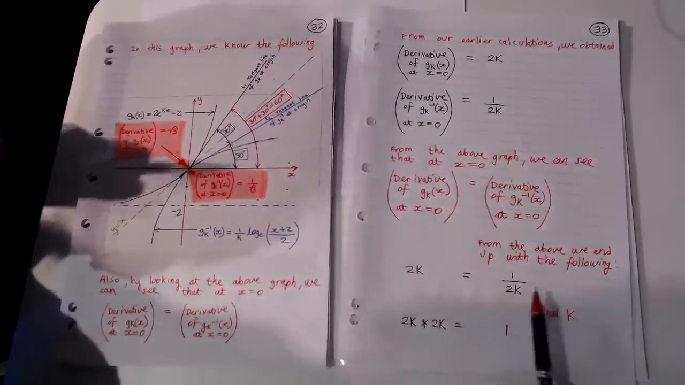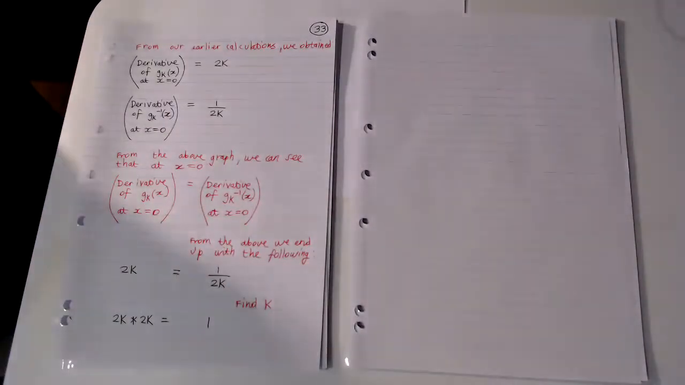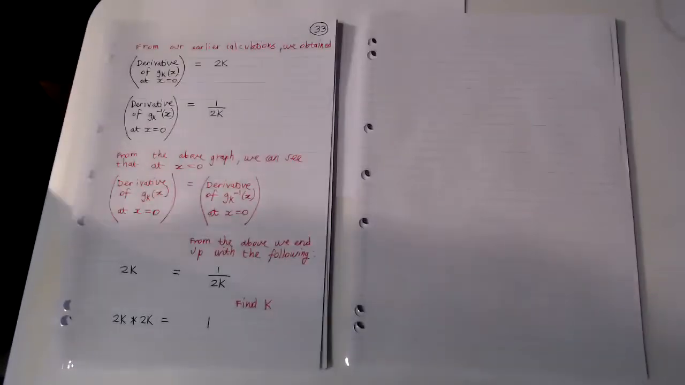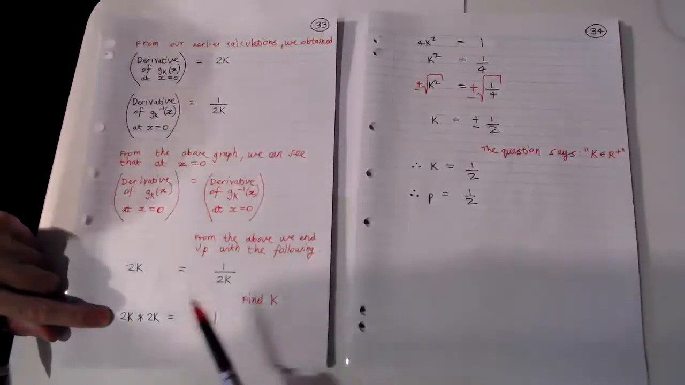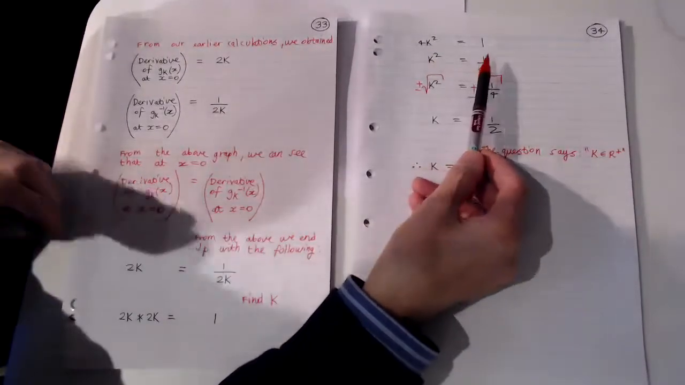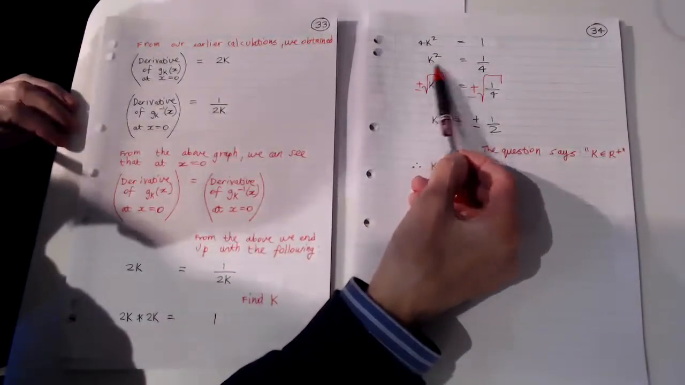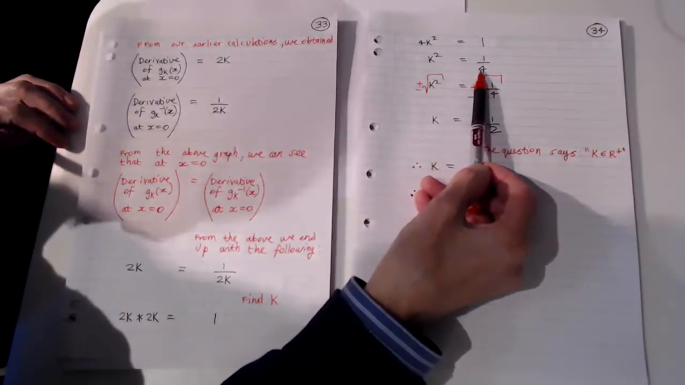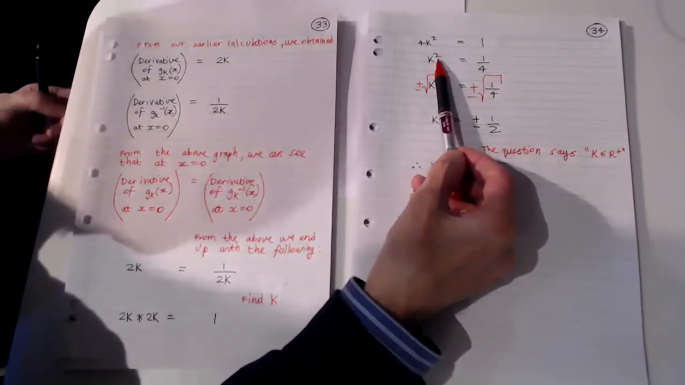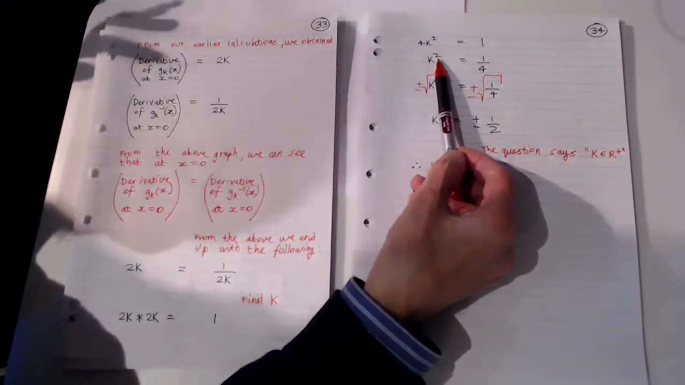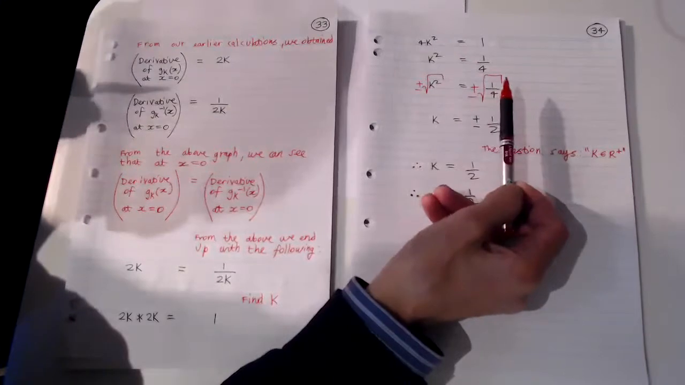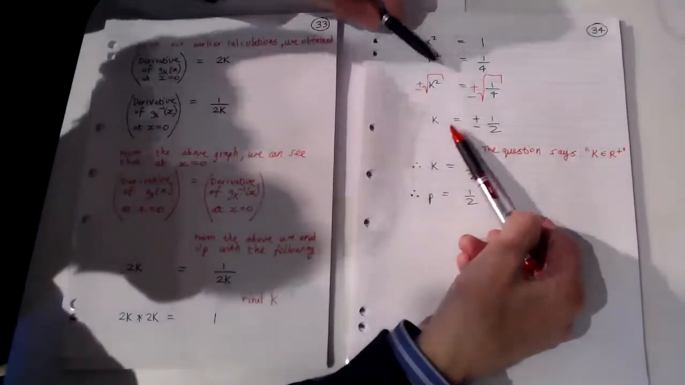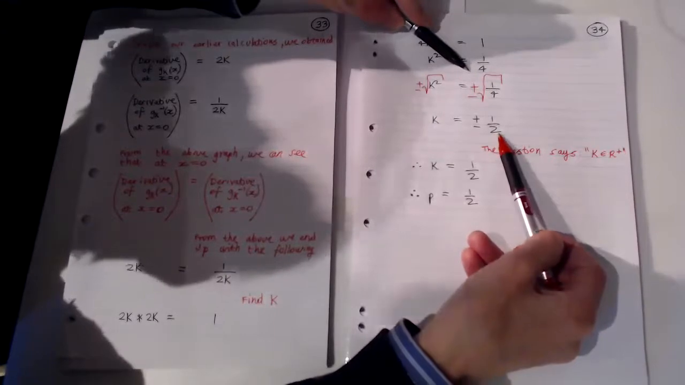Okay, multiply both sides by 2k. 2k times 2k is 4k squared, and that's equal to 1. Now find k, get k by itself. Divide by 4. Get rid of that square by doing the opposite. Opposite to square is the positive and negative square root of both sides, and you end up with k equals plus or minus a half.